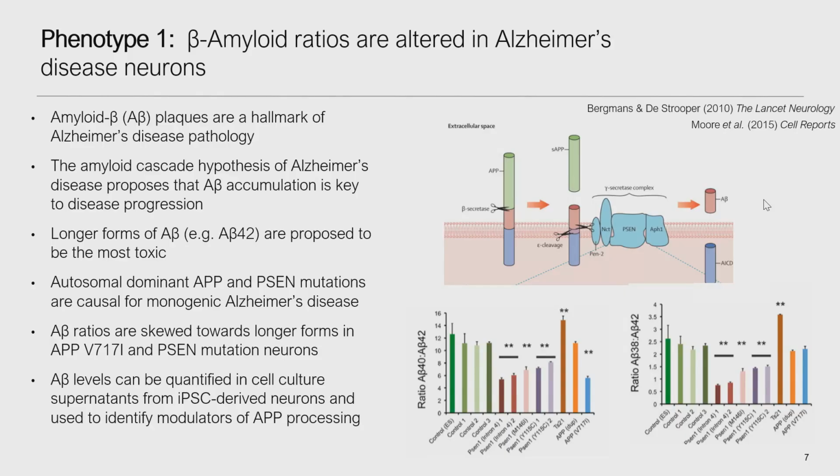So this is a really nice system where A beta levels can easily be quantified in cell culture using commercially available ELISAs. And this system can be used to identify modulators of APP processing that could ultimately be therapeutically useful.